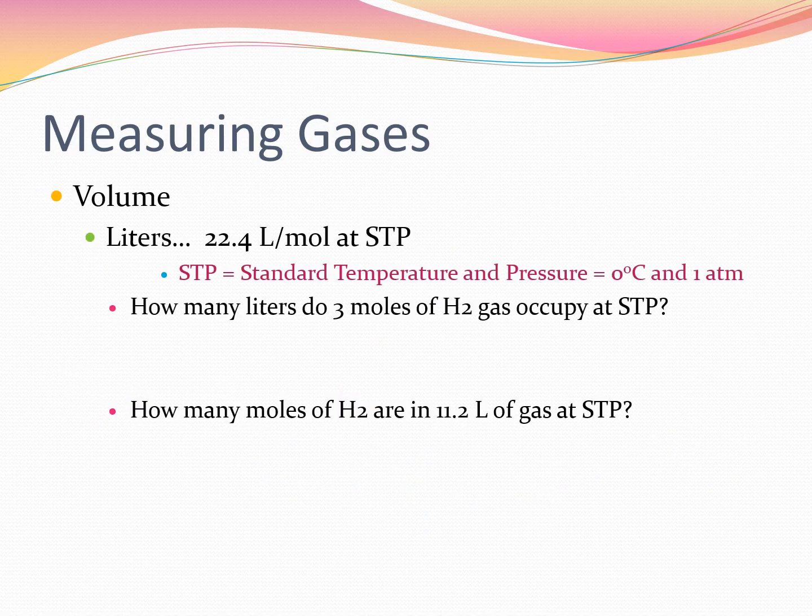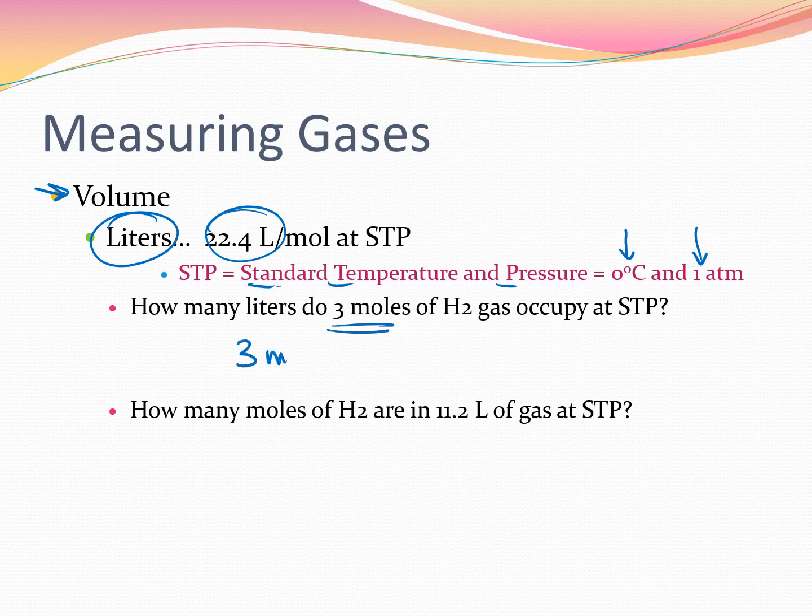We can also measure the volume of gases. We like to measure volume in liters. Remember that the molar volume of an ideal gas at STP, standard temperature and pressure, is equal to 22.4 liters, so 22.4 liters per mole at STP. Standard temperature is 0 degrees Celsius and standard pressure is 1 atmosphere of pressure. So I want to figure out how many liters 3 moles of hydrogen gas is equal to.